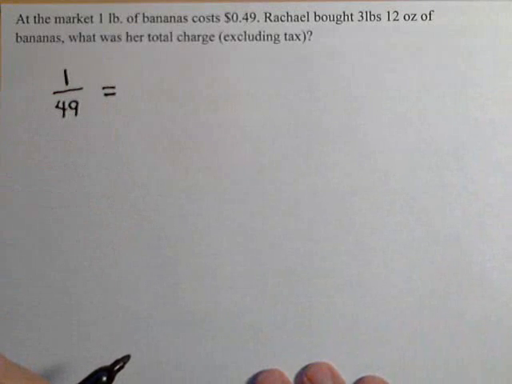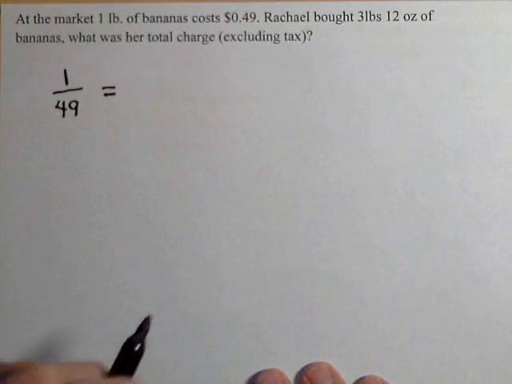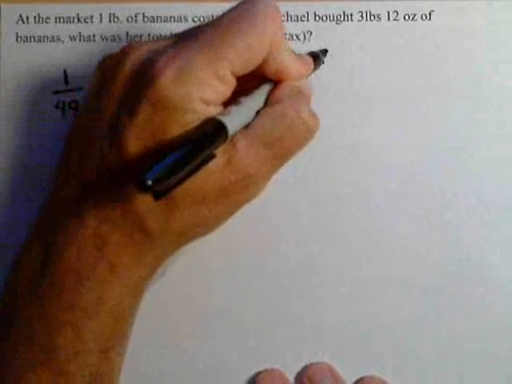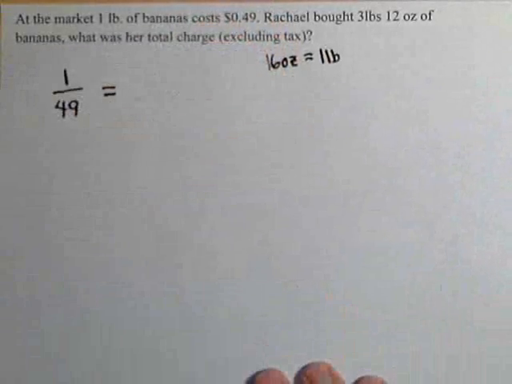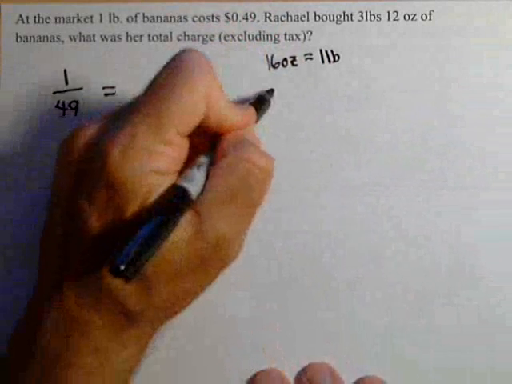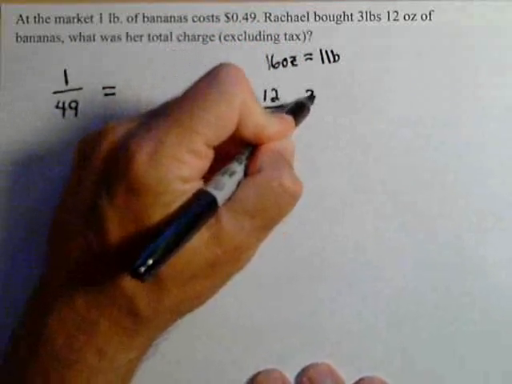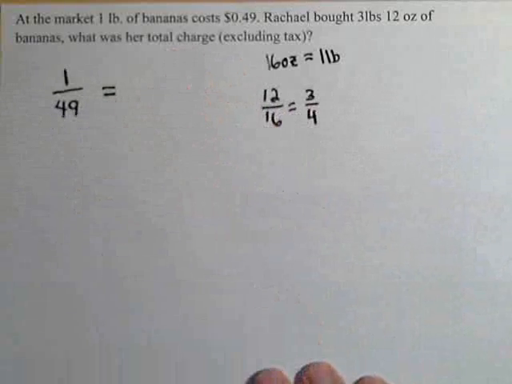Now we need to figure out how much 3 pounds 12 ounces of bananas costs. Remember, there are 16 ounces in 1 pound. Therefore, 12 ounces out of 16 ounces is 3/4. So that's 3/4 of a pound.